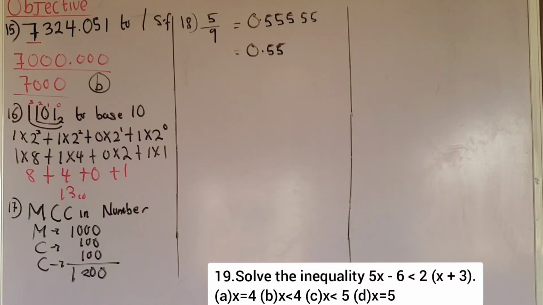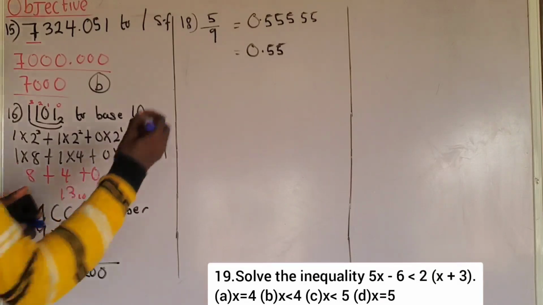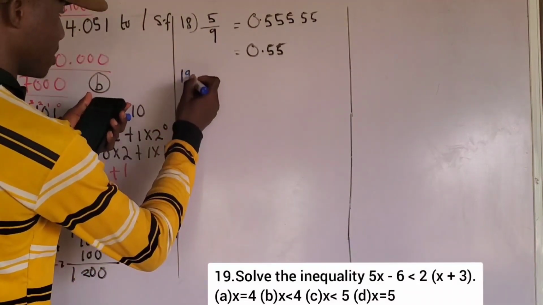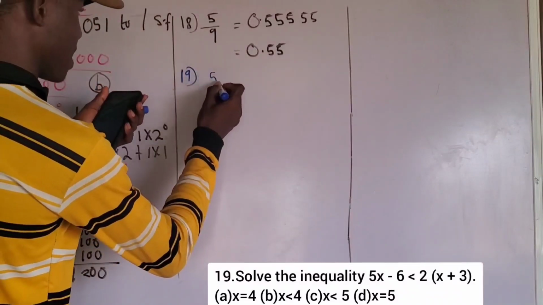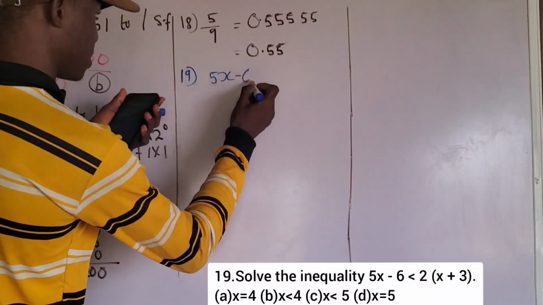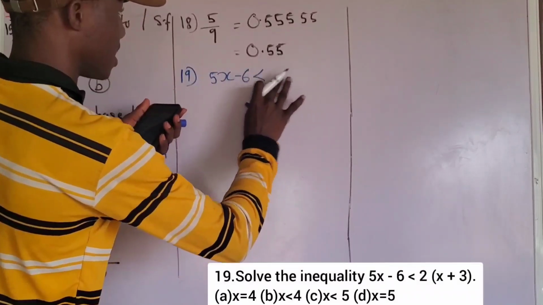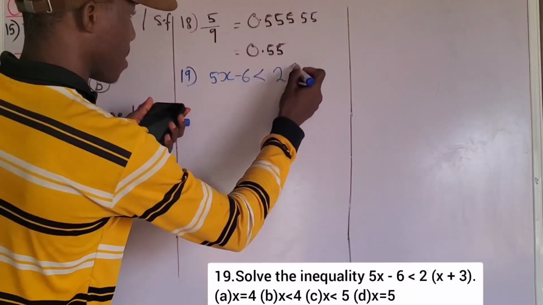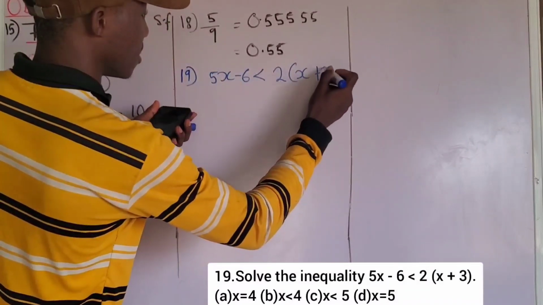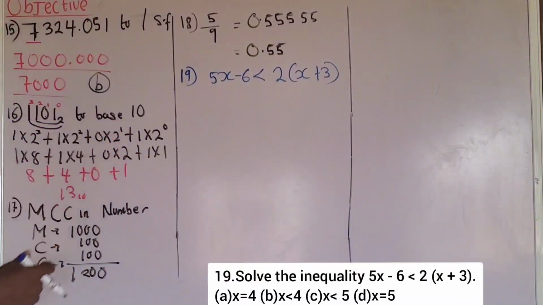Solve the inequality 5x minus 6 is less than 2, and we have parentheses x plus 3. We are asked to solve that equation. Please, I want you to pay attention. Now, question 19. 5x minus 6 is less than 2 multiplied by x plus 3. Now, how do we solve this equation?